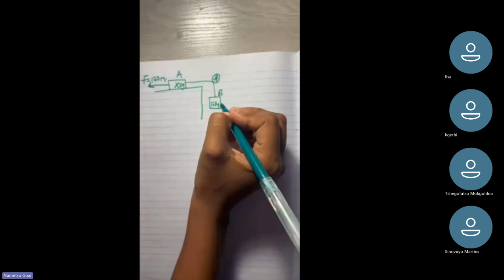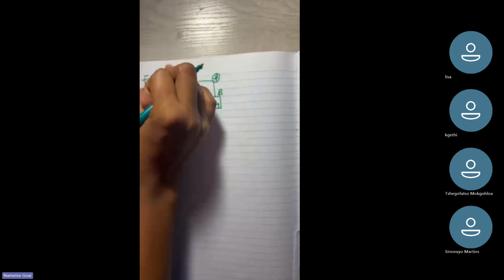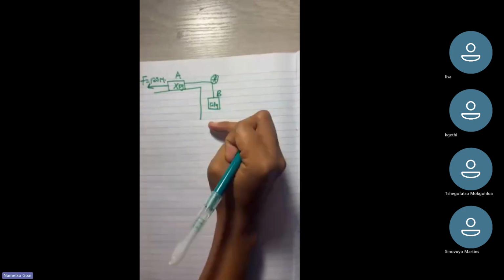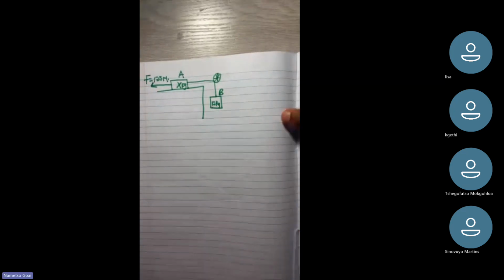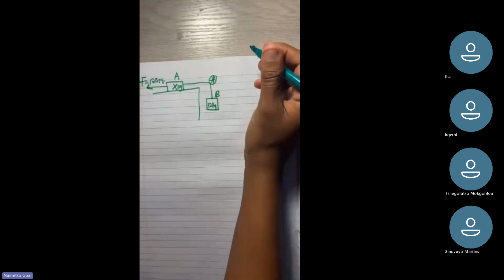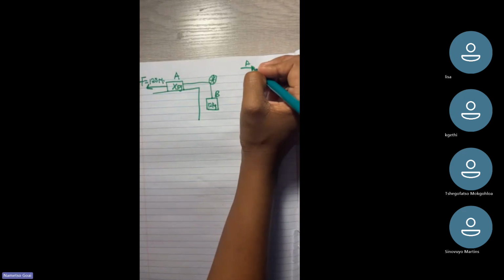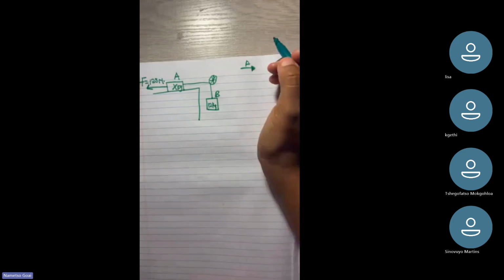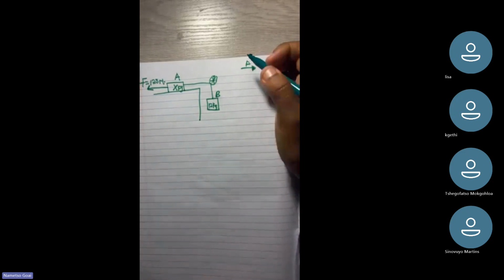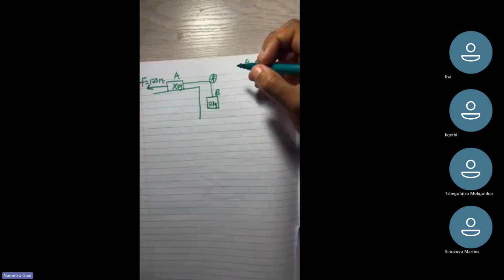We have block A, we have block B. This one is lying on the table. This one is hanging this way. So first things first, before we even do anything, let's try drawing. Because this is like a tutorial, it's not me exactly teaching and everything. I'm going to need you guys to respond as I speak, okay?